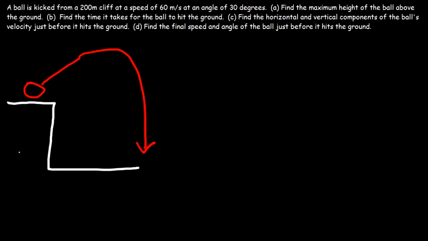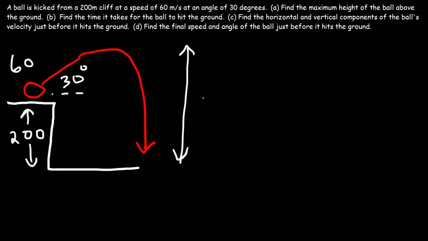So we have the height of the cliff. It's 200 meters. We have the angle, which is 30 degrees. And we have the speed of the ball, which is 60 meters per second. Now we want to find the maximum height above the ground. So we need to find this displacement.